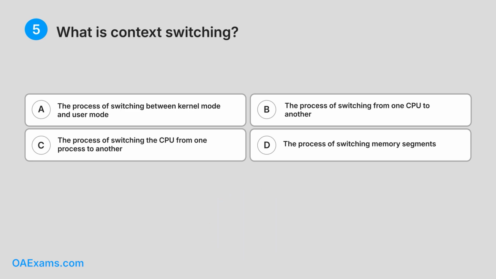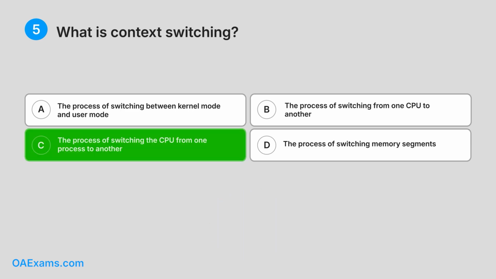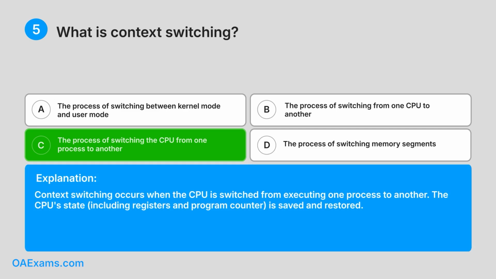Correct answer: C. The process of switching the CPU from one process to another. Explanation: context switching occurs when the CPU is switched from executing one process to another. The CPU's state, including registers and program counter, is saved and restored.